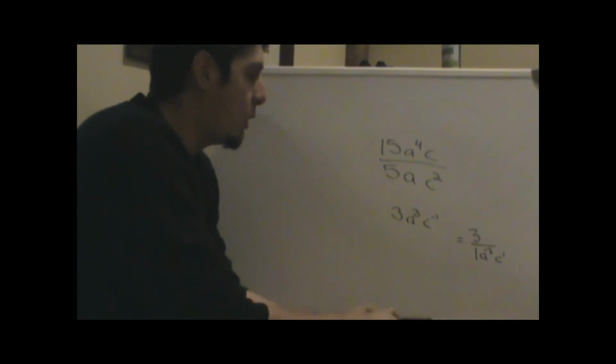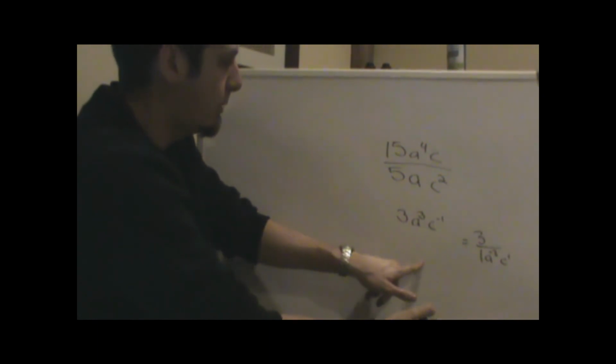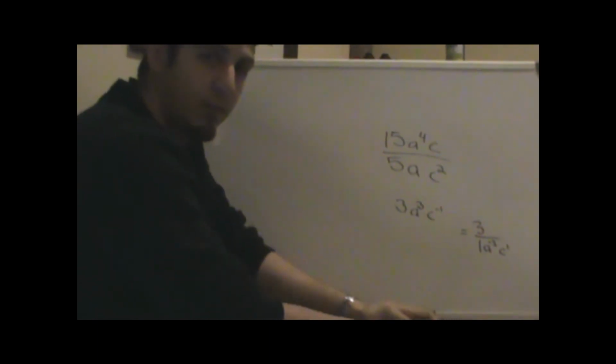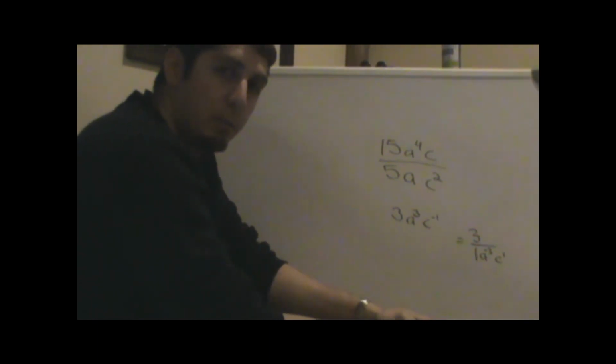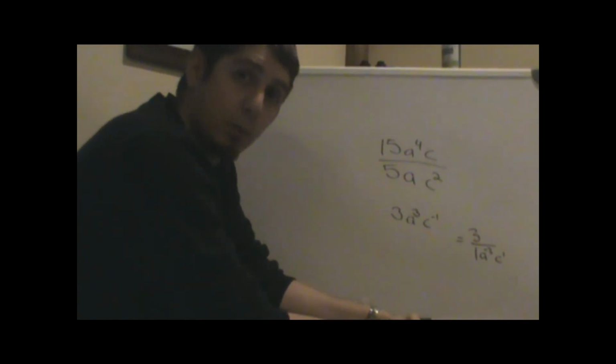But again, if you want to know why this works, how come when I move the variable from top to bottom or bottom to top, it flips the sign of the exponent? Please visit Chapter 4, Section 6 on negative exponents, and it will be explained there.